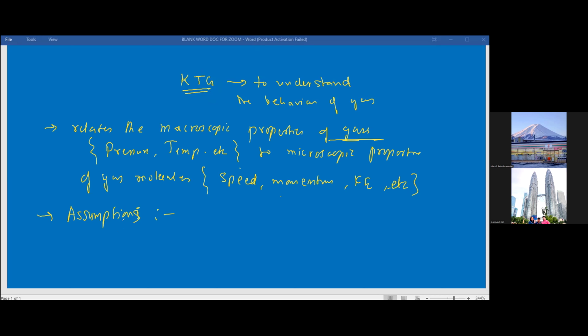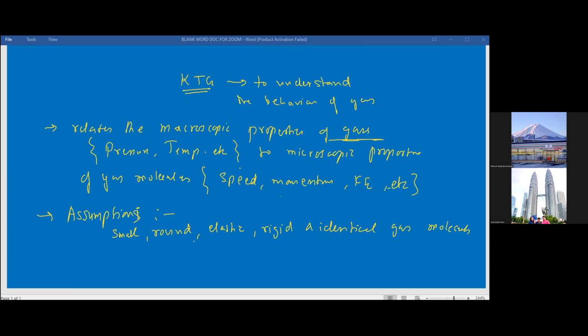The assumptions are, obviously, that gas molecules are extremely small particles in size. They are round in shape, they are elastic in nature, and they are rigid. So: small, round, elastic, rigid, and identical gas molecules. This is one of the assumptions.